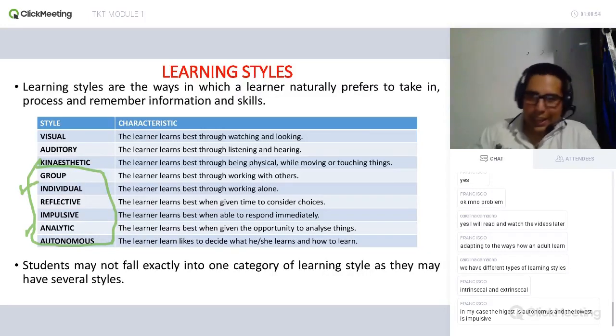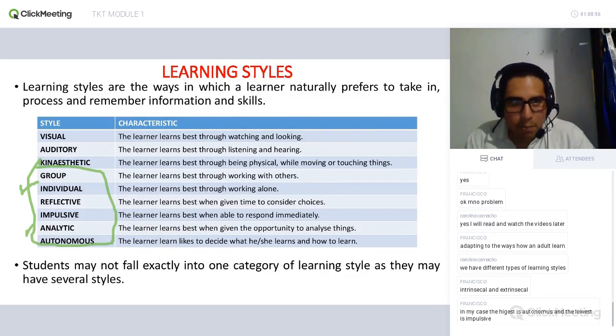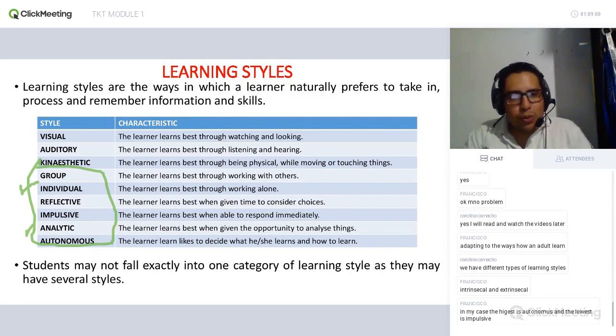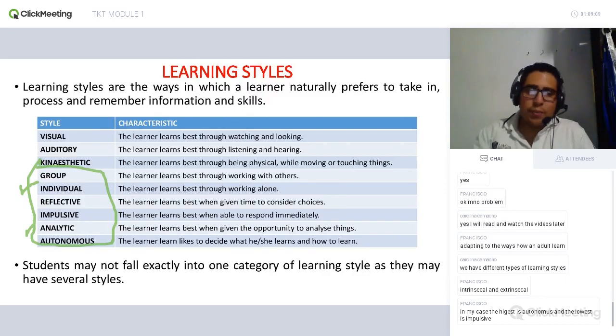Very good. So the highest is autonomous and the lowest is impulsive. Okay, maybe I will consider also impulsive in my case. I don't like to respond immediately. I want to take my time, analyze, and so on. Very nice, Francisco.